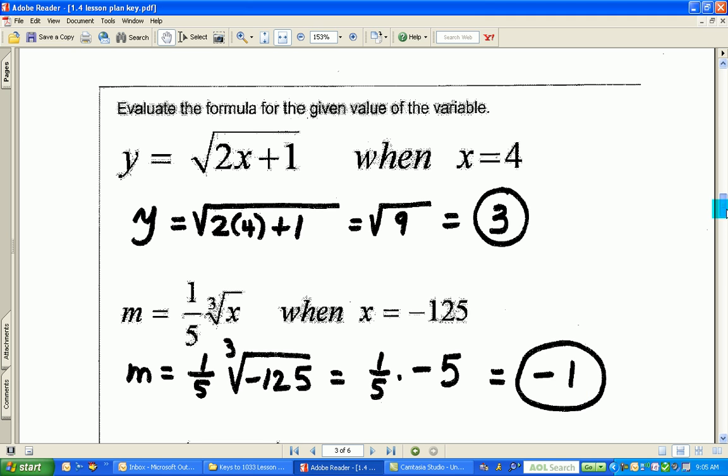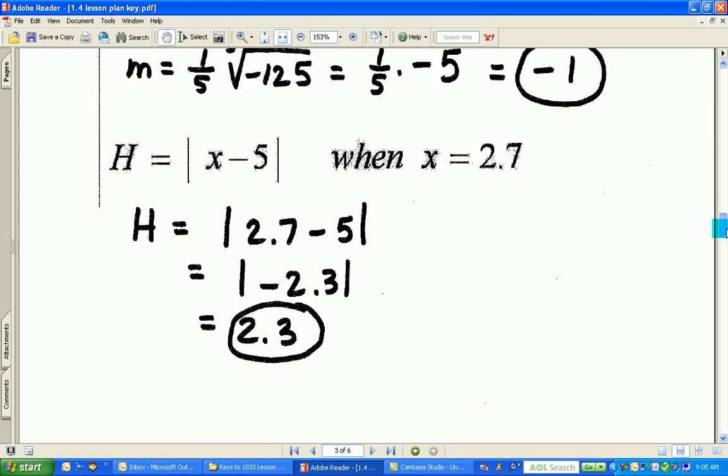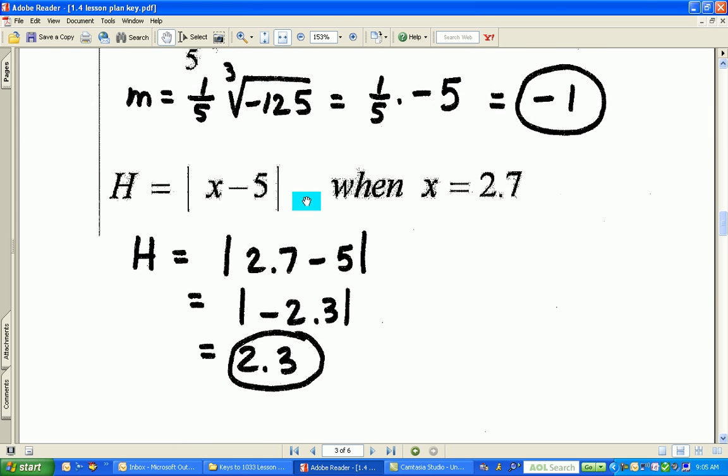All right, let's move on down. Okay, the next formula involves absolute value. H is equal to the absolute value of x minus 5. We're putting in 2.7 in the place of x.